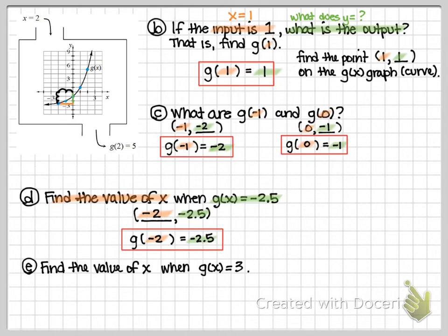So, same process. I'm trying to find the value of x, which I don't know. That's my input. But I do know the output. So I'm going to start writing my point. So let's say that I have some number, which I don't know, I have to find. But I know the y value is 3. So I'm going to go back to my graph. I'm going to get rid of all my extra markings here that I'm not going to use.